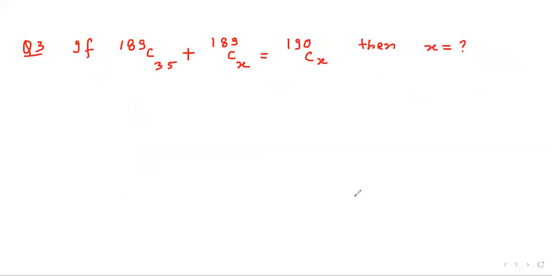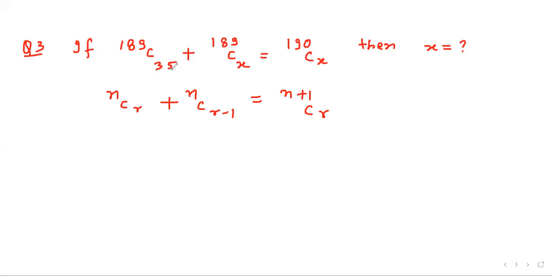Now, let's see next question. If 189C35 plus 189CX equal to 190CX, then what is X? So what we can do, we can apply formula nCr plus nC(r minus 1) equal to (n plus 1)Cr.